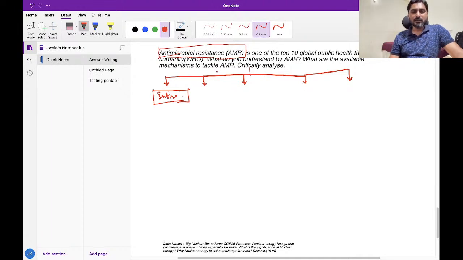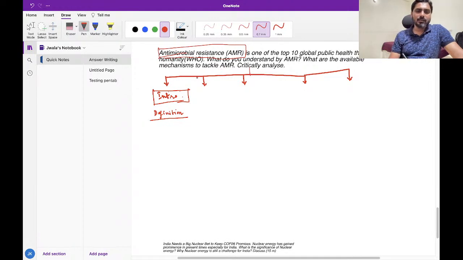So after introduction, see it, this question appears to be a very straightforward type of question. So antimicrobial resistance is one of the top 10 global public health threats facing humanity. So either in introduction you can go by a simple definition of what is AMR. What is AMR? So you can explain this. Or you can give a simple understanding of your AMR. So that could be an introduction. And it is saying that it has become one of the top 10 global public health threats facing humanity.